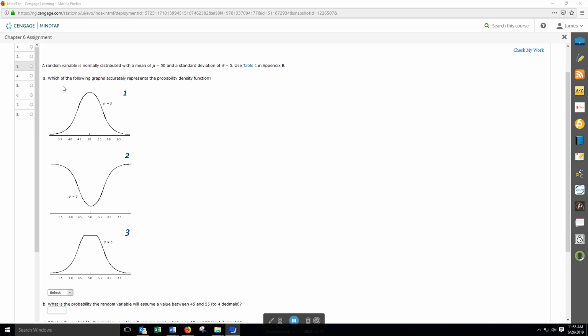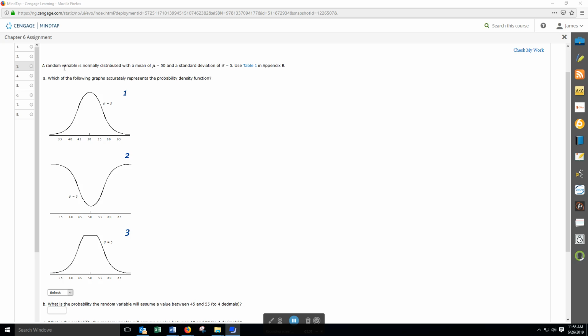We're working with continuous distributions here, and the main one we're going to work with is a normal distribution. That is the bell-shaped curve that you typically find. We'll work this problem here. This is off of Cengage. It's a Chapter 6 assignment, and this is just to help you. Which of the following graphs accurately represent the probability density function?